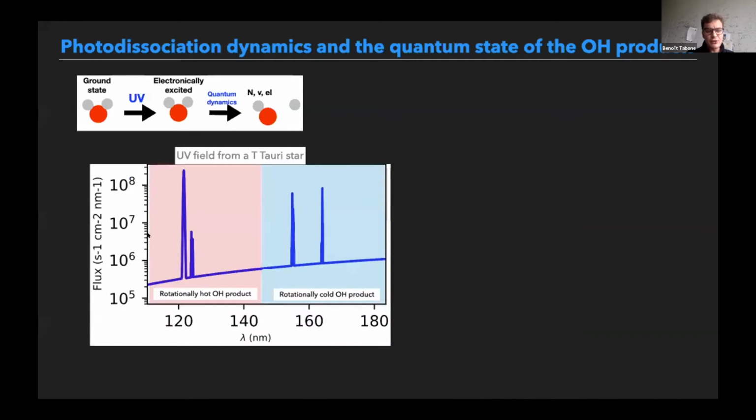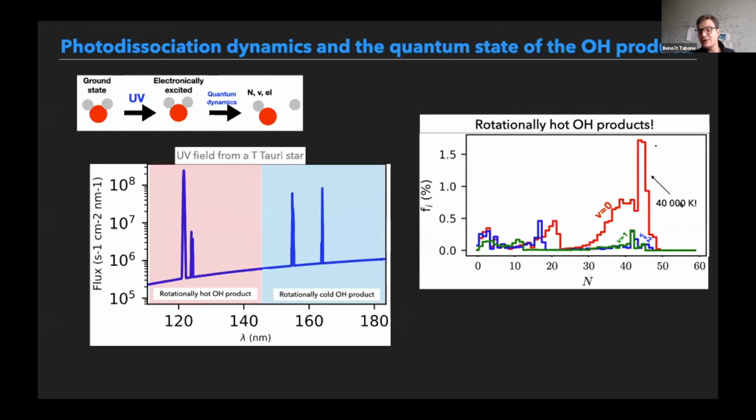You can see here a UV spectrum emitted by a typical T Tauri star. The result of this quantum calculation is that photodissociation at rather long wavelengths does not produce OH in a rotationally excited state, but at short wavelengths, shortward of 1040 angstrom, you see this beautiful distribution. What I plot here is the probability to form OH in a given rotational state for various vibrational states. You can see that we produce mostly OH in the vibrational ground state, but with very high rotational quantum number, corresponding to energies of about 40,000 Kelvin. So very excited.